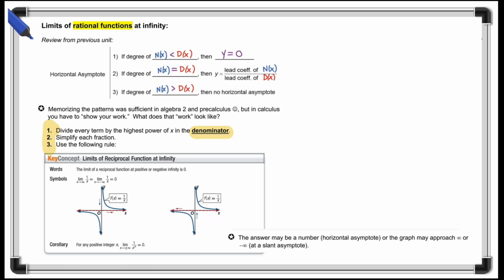And we're going to simplify our fractions, and then we're going to use the following rule with reciprocal functions at infinity. Those reciprocal functions are pretty much the functions with x in the denominator. So that means that limit is going to be 0. Now your answer could be a number, which we would know as our horizontal asymptote, or the graph can approach positive or negative infinity, which we know is a slant asymptote.